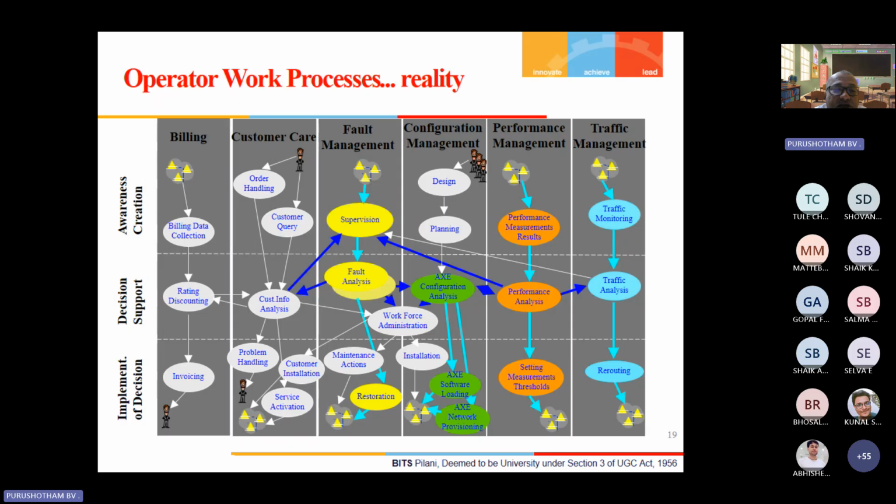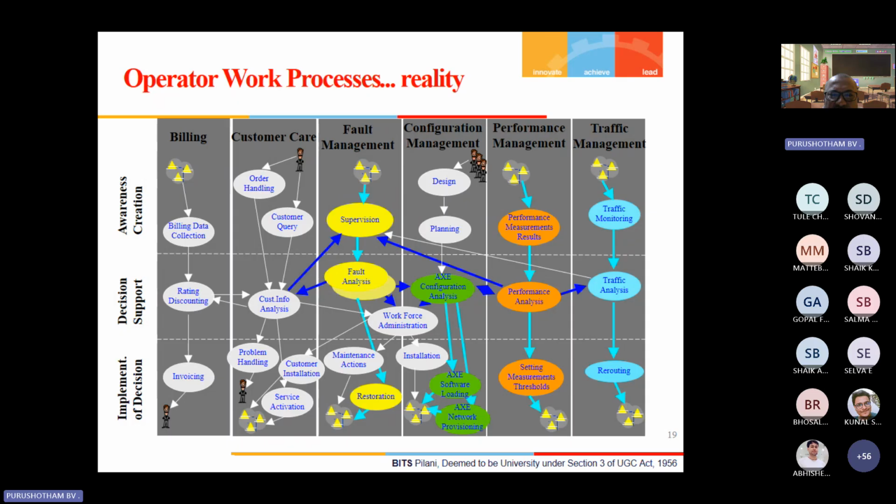So in case of billing, there is data collection, data discounting, and the final invoice being generated, similar to your mobile bill, maybe you can think of. Then there are customer care centers. They will handle the orders if any customer queries are there. So customer information analysis will be done. If there are any problems, based on that, the problem will be fixed. Or if it is a new request for installation, then installation will be done and service activation is going to be done.